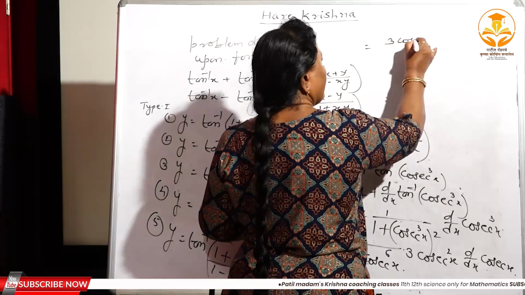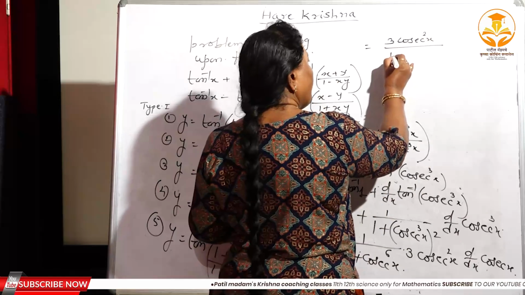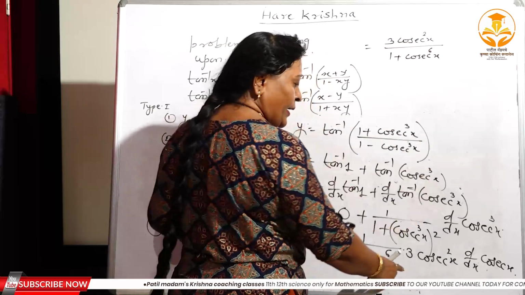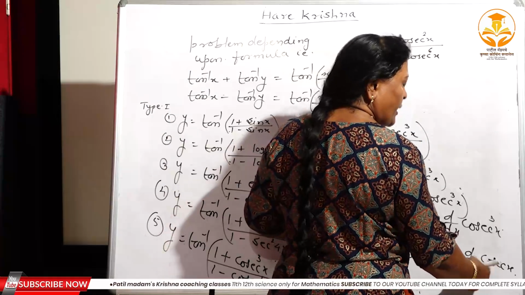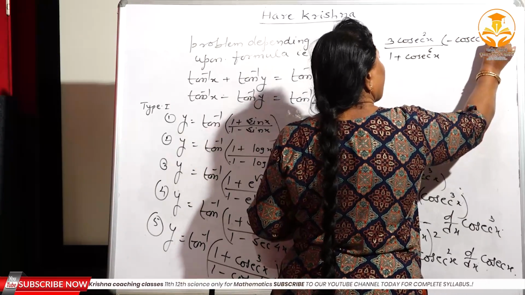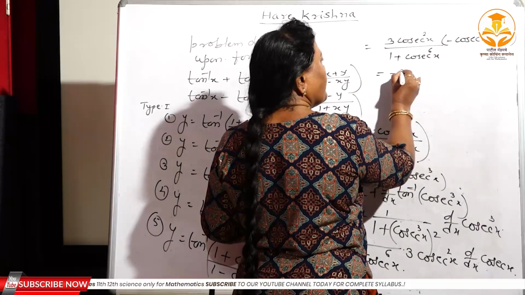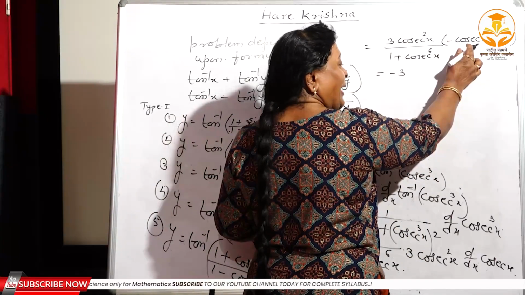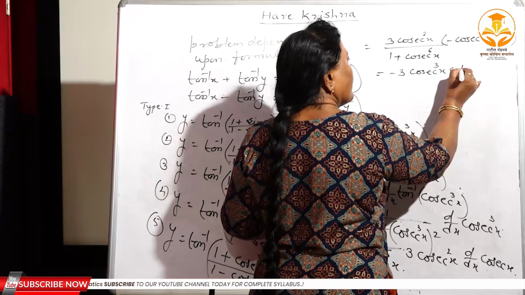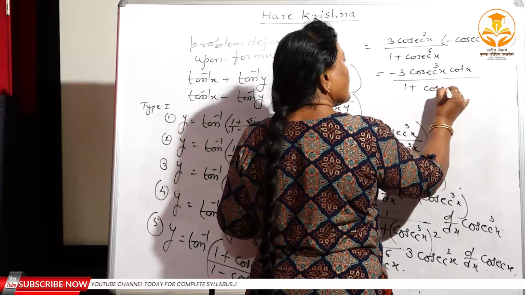I will write here at the upper side of the board: 3 cosec square x, 1 plus cosec to the power 6. And again here, what is the derivative of cosec x? The derivative of cosec x is minus cosec x into cot x. Right? Now here you have 3 into minus 1, minus 3. Cosec square x into cosec x, you can write as cosec cube x. This is cot x divided by 1 plus cosec to the power 6.